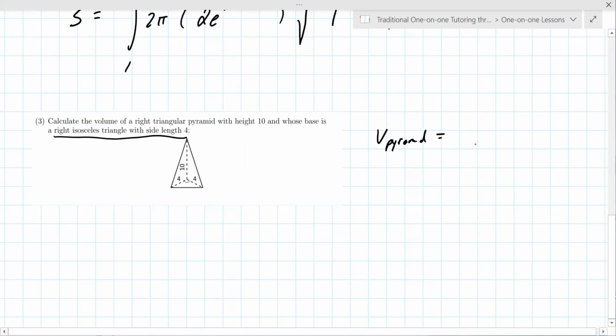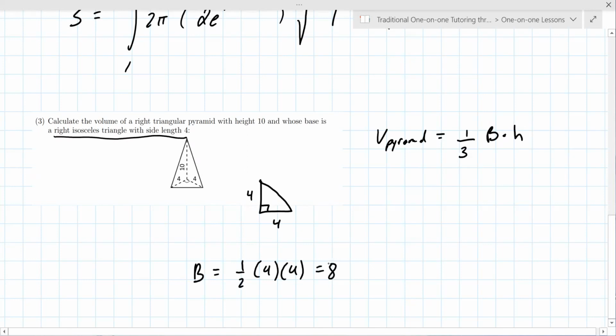It hasn't been emphasized, but okay, so the volume of a pyramid is 1/3 the area of the base times the height. This is like the first things that we did. The base is a right isosceles triangle, so B in this case is 1/2 times 4 times 4, which is 8. And then the height in this case is 10. So it's just 80 over 3.